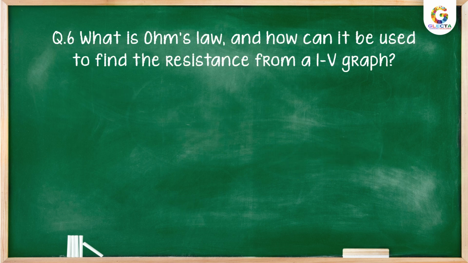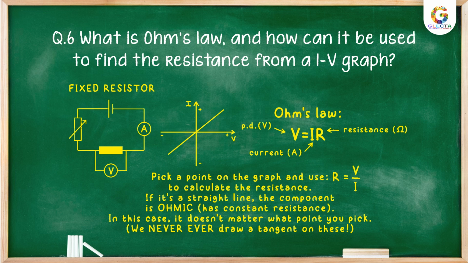Question 6. What is Ohm's law, and how can it be used to find the resistance of this resistor from its graph? Ohm's law is V equals IR. Voltage, or the examiners prefer you to say potential difference, or PD, is measured in volts. That's equal to current in amps times resistance in ohms. Rearranging, we get R equals V divided by I. So we just pick a nice point on the line on the graph and divide the PD by the current. You'll get the same answer no matter what point you pick, but only if it's a straight line. By the way, this shows that it has a constant resistance, so we can say that it's an ohmic resistor.